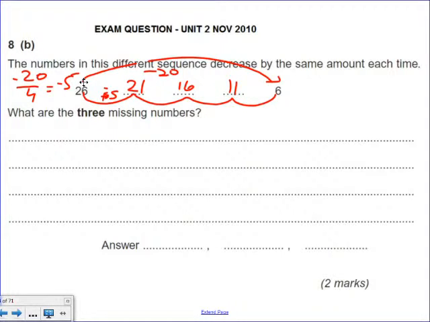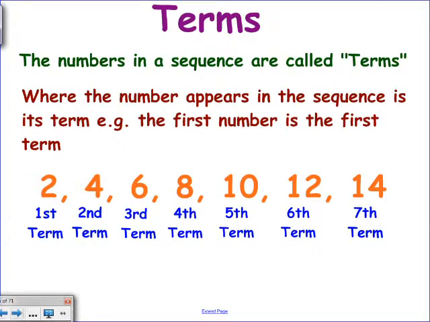Again, if you leave it like that up there, you're throwing away 2 good marks, because if you don't write 21, 16 and 11 down here, you're not going to get the marks on the answer line. Okay. So now we're going to start getting onto the trickier stuff. Okay, so we've got our sequences.